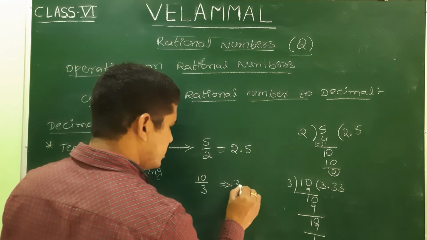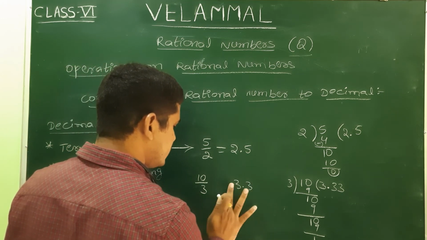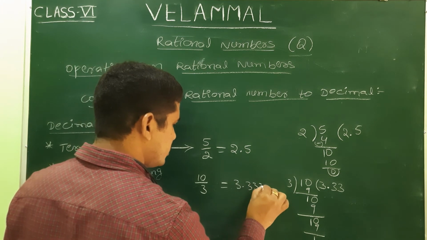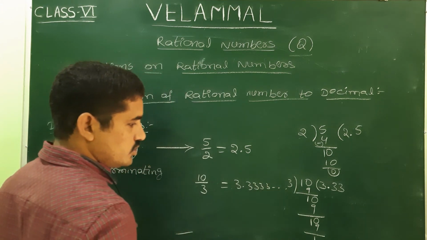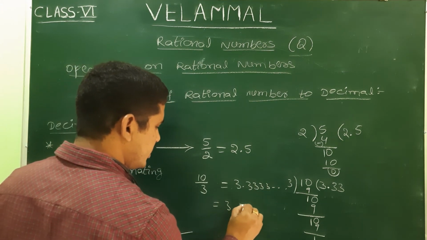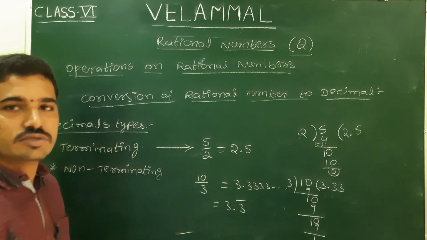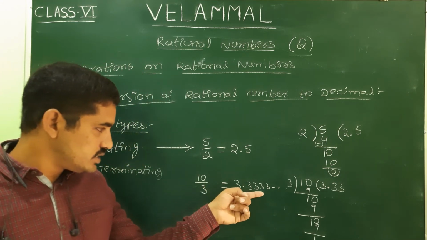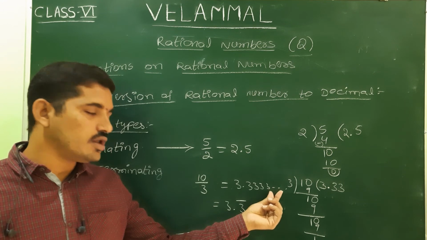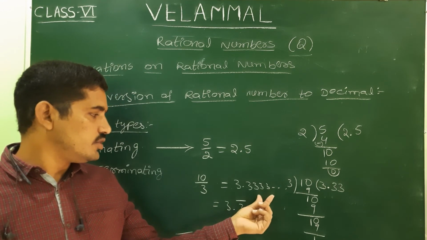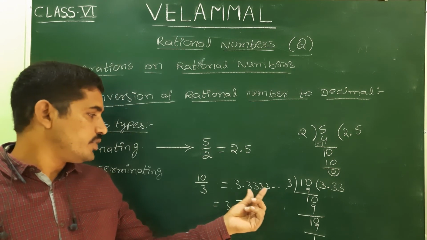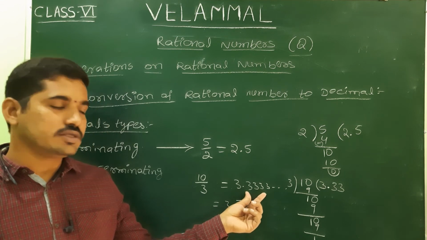So this value will come as 3.33333 and so on. So it can write as 3.3 bar. So the decimal which is not ending at a particular number, then those numbers are called as the non-terminating decimals.